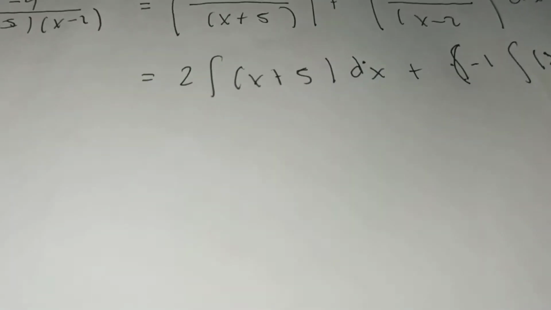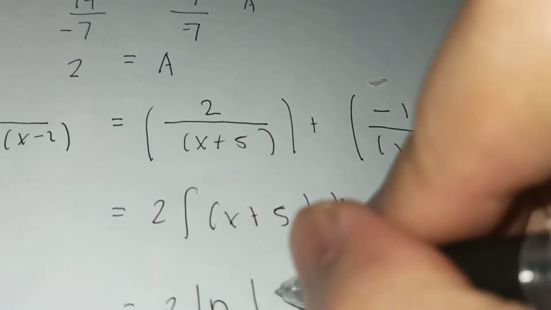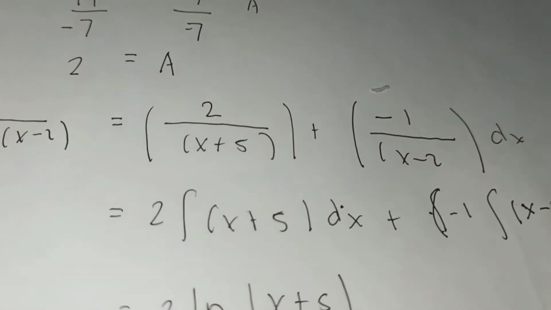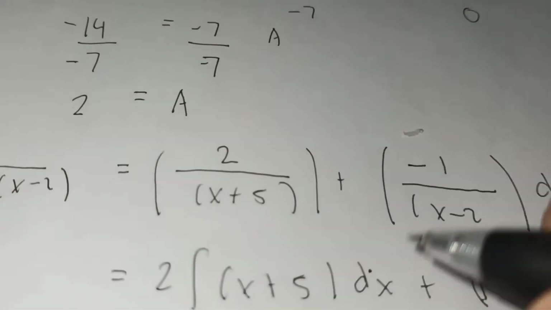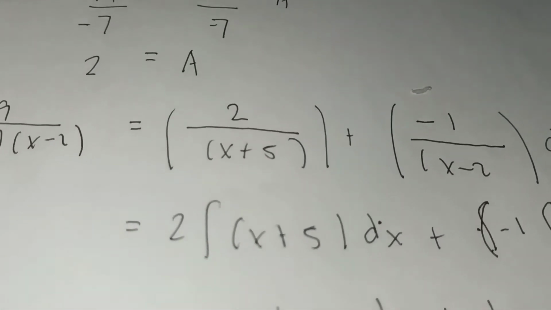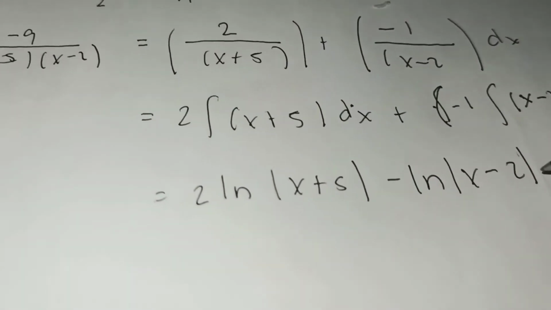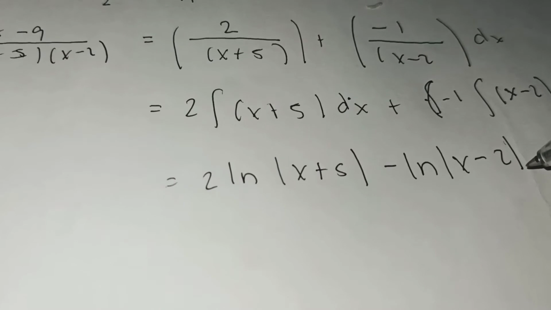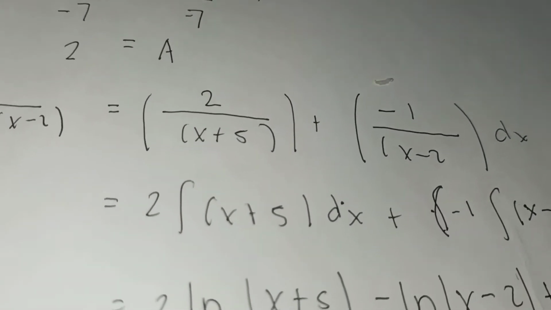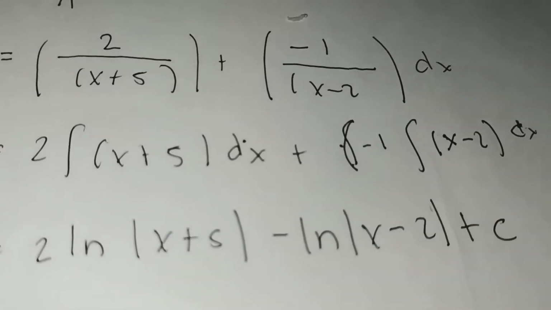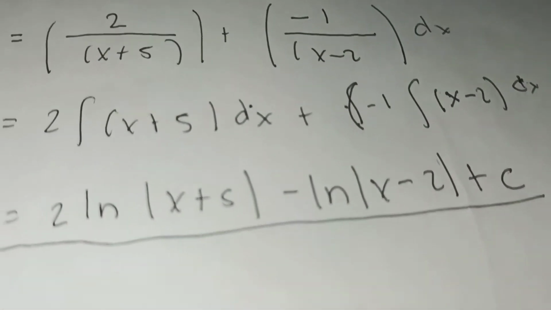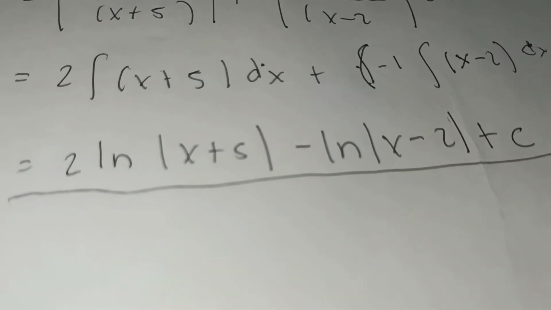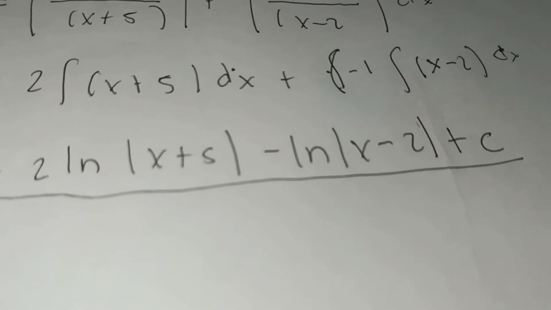And then we just integrate them, making the answer 2 ln of x plus 5, since it's negative 1, it's understood as minus ln of x minus 2, and then the arbitrary constant plus C. We have now the final answer: 2 ln x plus 5 minus ln x minus 2 plus C.